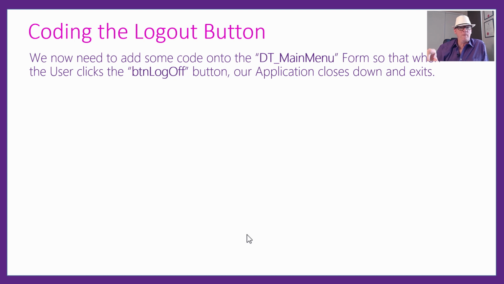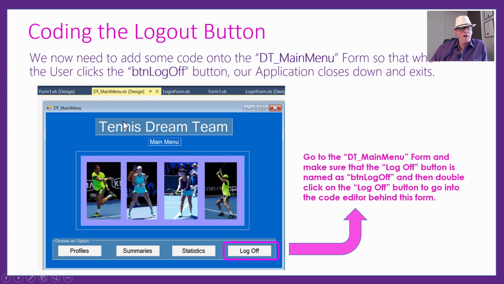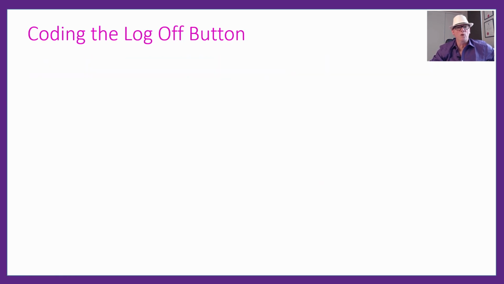So when you get to that DT main menu form for the Tennis Dream Team, there were 4 buttons down the bottom. We're just going to code the BTN log off button so that the application closes down and exits. So look, in other lessons we'll link up to profiles, summaries, and statistics, which we've worked on already in, I think, the arrays lesson and the write text, read text lesson for our Tennis Dream Team. But look, we're just going to work on the log off button today. So make sure you've got this DT main menu form open, whatever yours looks like for your dream team, and double click on the log off button so we can get to the code behind this form.